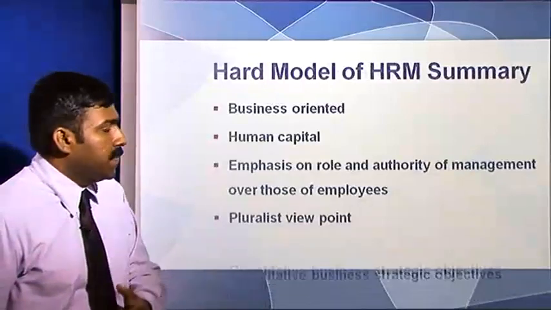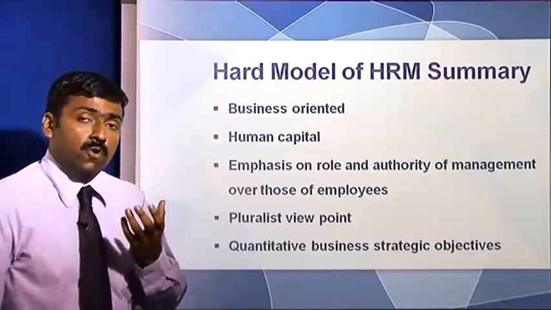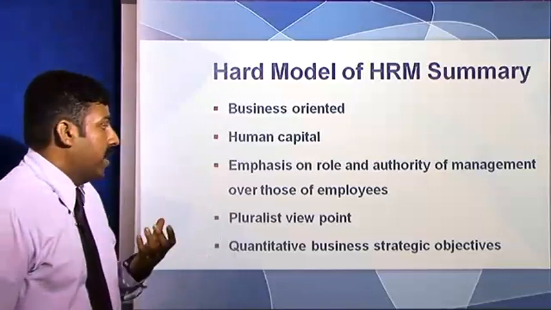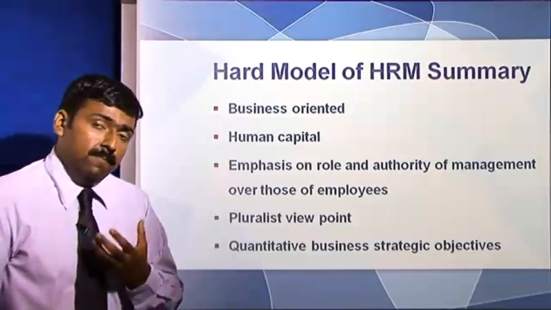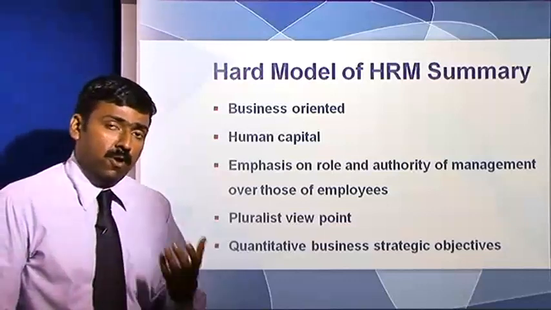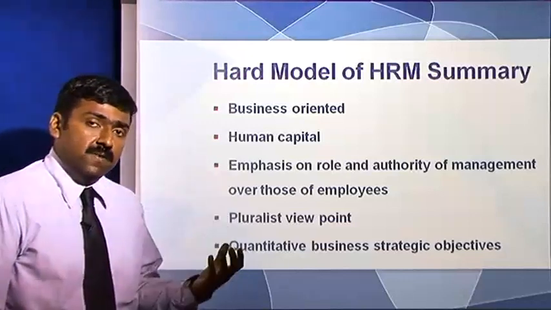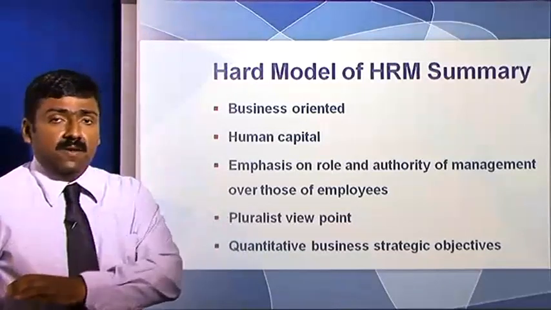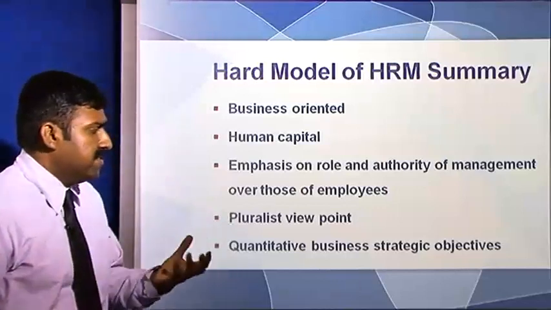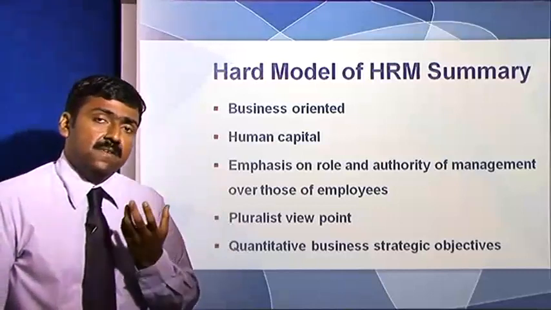Hard model of HRM, it is business oriented, and human resource is called human capital, and the emphasis is on the role and authority of management over those of employees. Business and management take priority over the needs and motivation of employees. Pluralist viewpoint, the needs and objectives of business and the management are different from the needs and objectives of the employees. So the two different ends. It always focuses on quantitative, tangible business results.